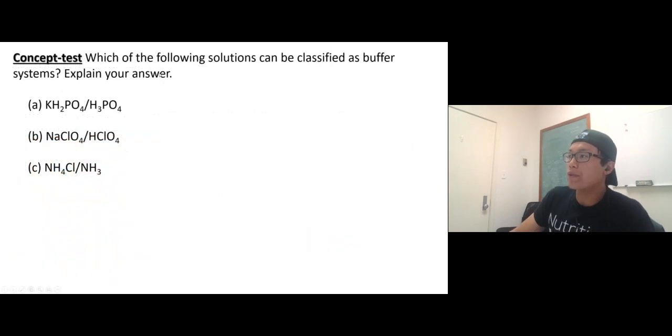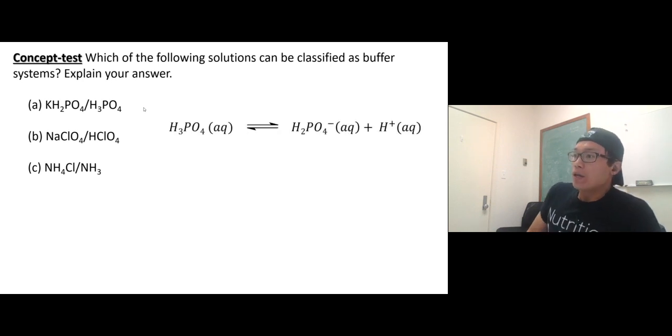All right, which of the following solutions can be classified as a buffer system? Explain your answer. A, can it be a buffer system? Well, if you remember, the buffer system has to come from a weak acid and its conjugate base. It cannot be a strong acid. So the first system we have is phosphoric acid and dihydrogen phosphate.